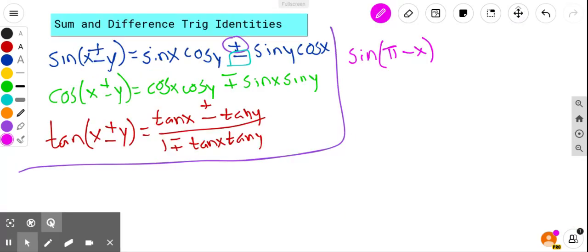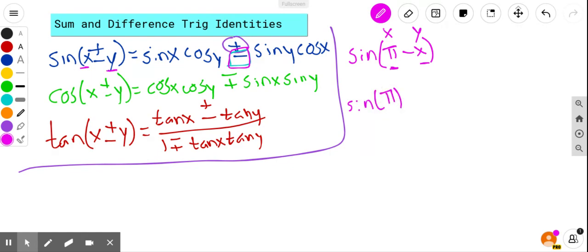All right, let's say that I was asked to solve this and to prove that it equaled something. I don't know what it equals yet, but you will have a problem like this where they just want you to verify the identity. The first thing I notice is that it's sine, and I recognize that pi and x are acting as angles. So I'm going to use my sum and difference identity. Because they're subtracting, I'm going to subtract. This is going to act as the x, and this is going to act as the y, the first and second angle. So it's going to be sine of pi times cosine of x minus sine of x times cosine of pi.